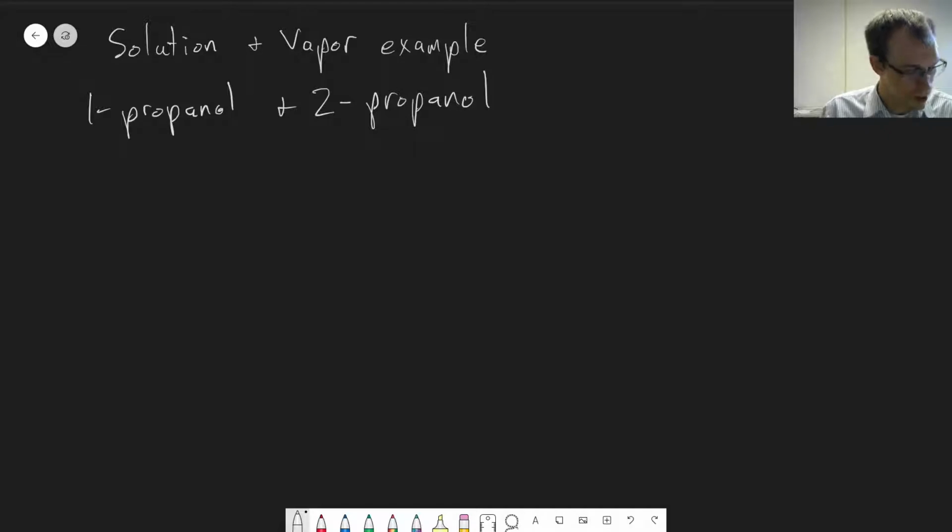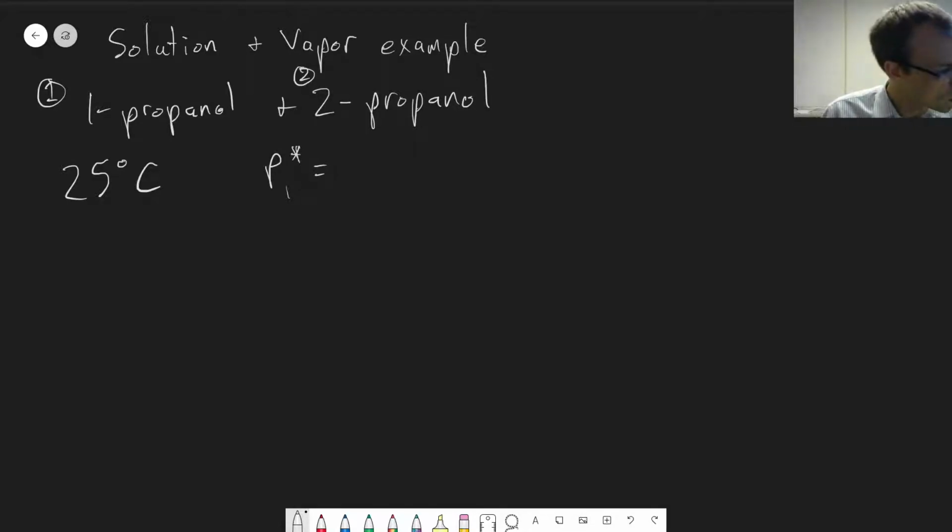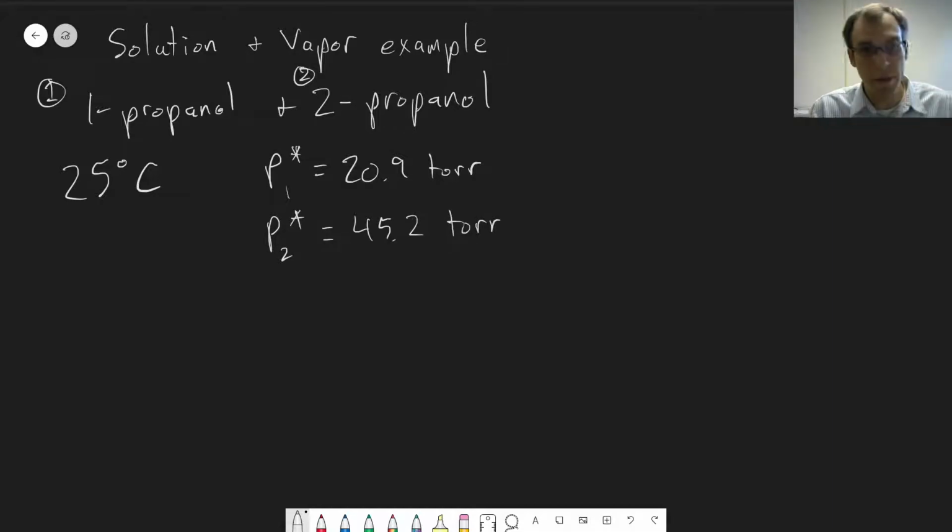So if we are considering a temperature of 25 degrees Celsius, we can look up the vapor pressures. If we call this one 1 and this one 2, which makes sense, we can look up the vapor pressures of the pure substances at 25 degrees Celsius, which for 1 propanol is 20.9 torr, and for 2 propanol is equal to 45.2 torr. So they have different vapor pressures at the same temperature.